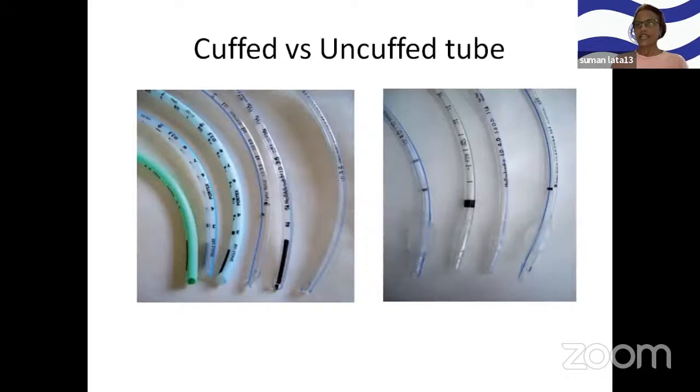And if you see this diagram, there's no uniformity in the markings. All the different companies show different markings on the tube. Even on one tube, you can see the marking is there till the adapter. And in the cuffed tube, you can see that the marking for where to place it is also different for different tubes. So we don't actually know what will work with which patient.